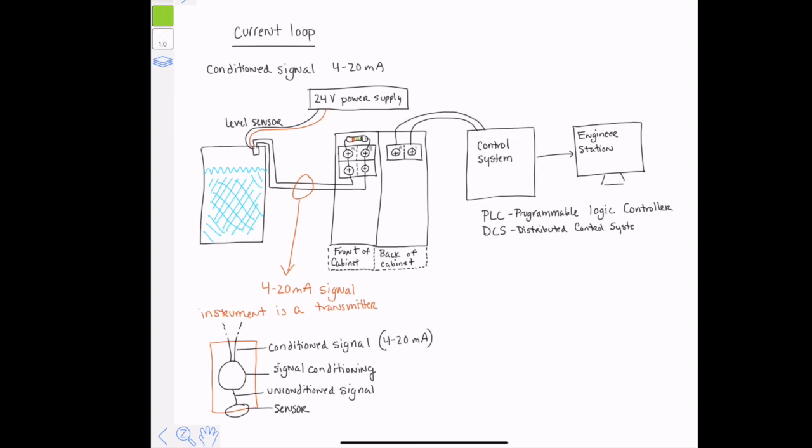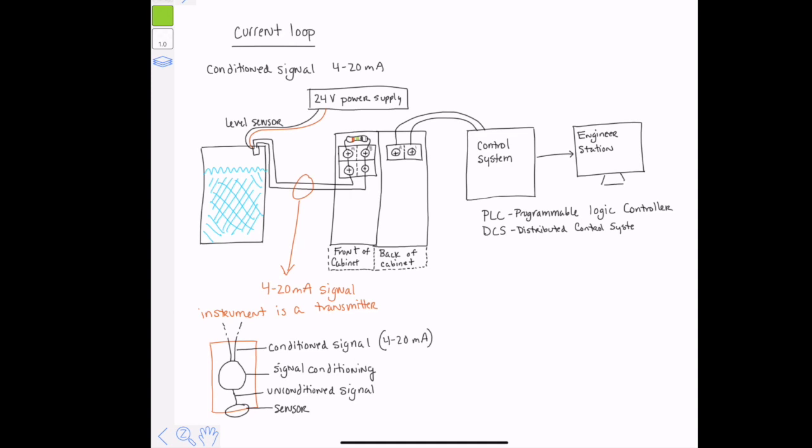Inside the cabinet, there's a termination block. That's where these wires are running. Above these wires, you can see a resistor. And if you look closely, you'll be able to tell that that is a 250 ohm resistor. So we'll call that the front of the cabinet. In the back of the cabinet, we have two wires running out of the back of the resistor.